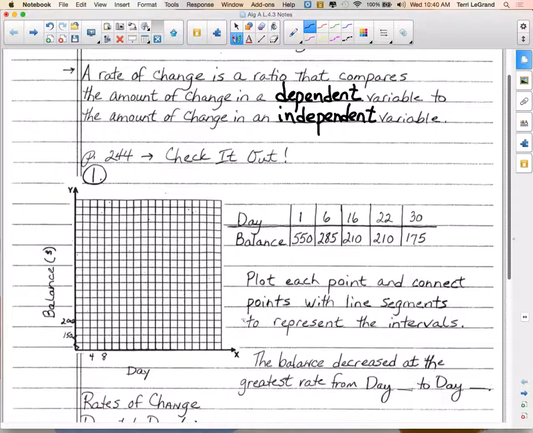So let's go to page 244 in your books. I have probably written a lot of information that we need for this, but let's go see what other information we need to glean from this page. Page 244. We are doing the check it out problem number 1 at the very bottom of the page.